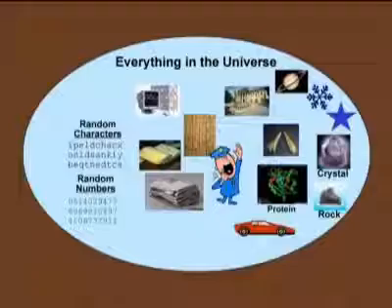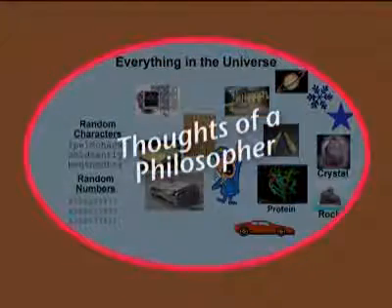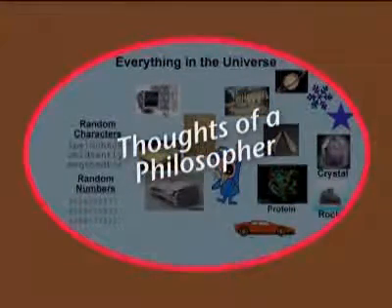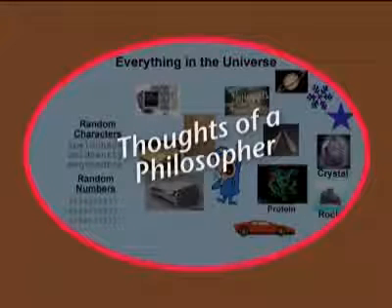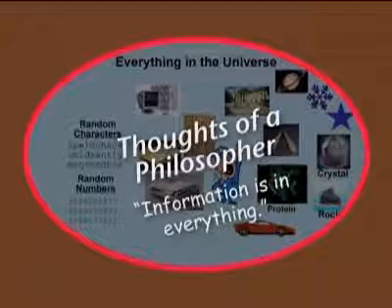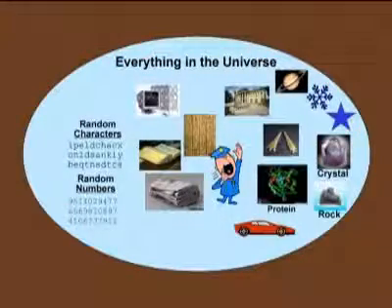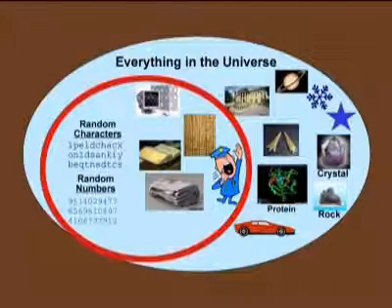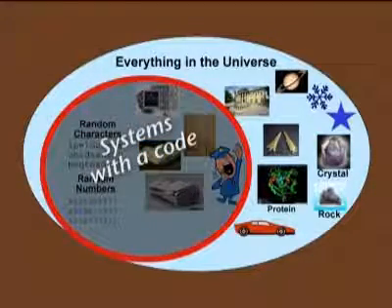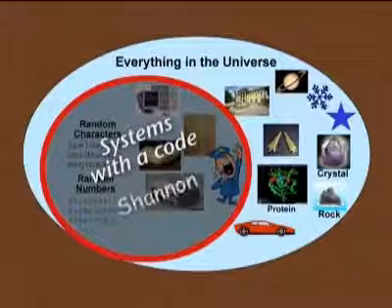Now let's have a look at information once again, because there are so many other definitions of information. You will find it in many textbooks. Here you see a thought of a philosopher, and he said everything in the universe is information. So that's his definition of information. Or let me come to another definition. You see here systems with a code. That's the definition of Shannon.